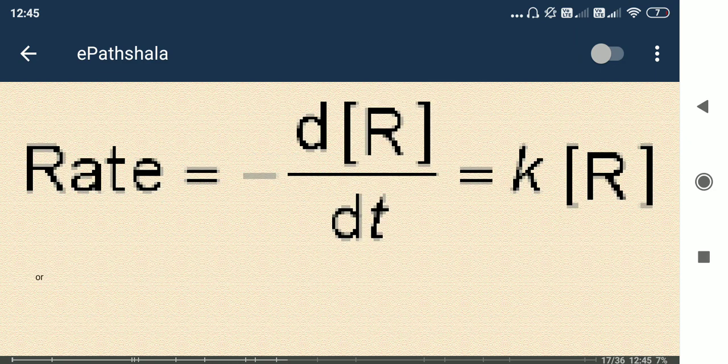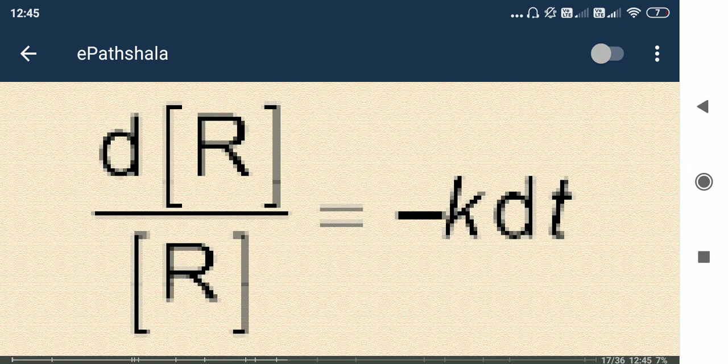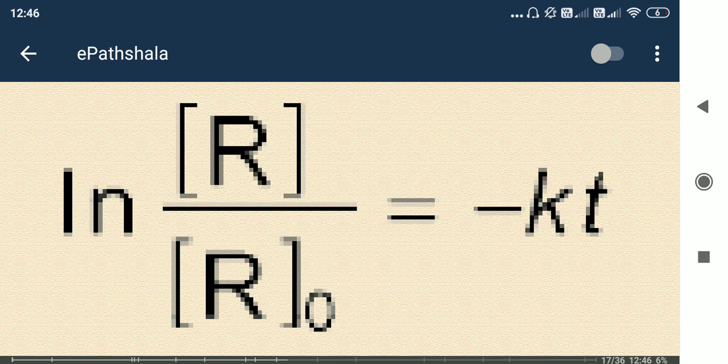For first order reactions, the reaction rate is equal to k into [R], the concentration. The square bracket implies the concentration of R, the reactant. By derivation, from d[R]/[R] = -k dt, by integration we can get k = 2.303/t log [R]0/[R]. So here you can see ln [R]/[R]0 = -kt.